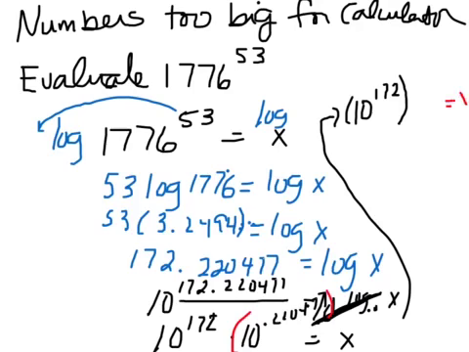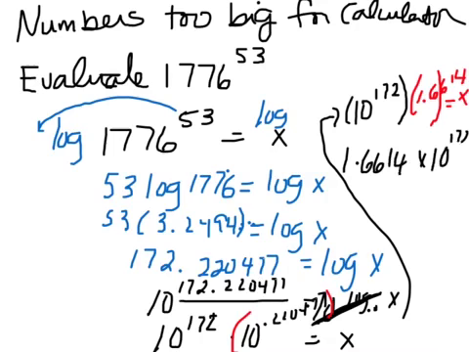I can actually get a number for this part because the calculator can handle that. I put in 10 raised to the 0.220477 power, and I get 1.6614. So what this normally would look like when we wrote our answer, we can make it look like scientific notation: 1.6614 times 10 to the 172 power is what this value is.